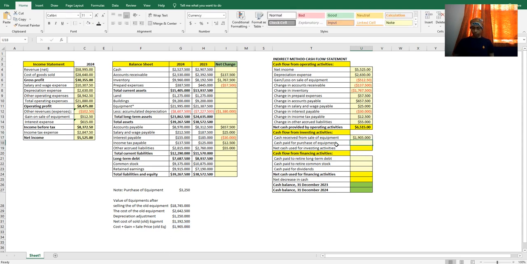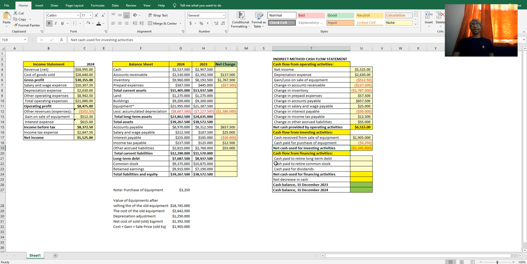Cash paid for purchase of new equipment, we already know that is 3250. So this will be a negative entry because this is a cash outflow. Now we get the net cash used for investing activities. This is equal to 1905 plus negative of 3250. The value is negative 1345. So this is net cash used for investing activities.